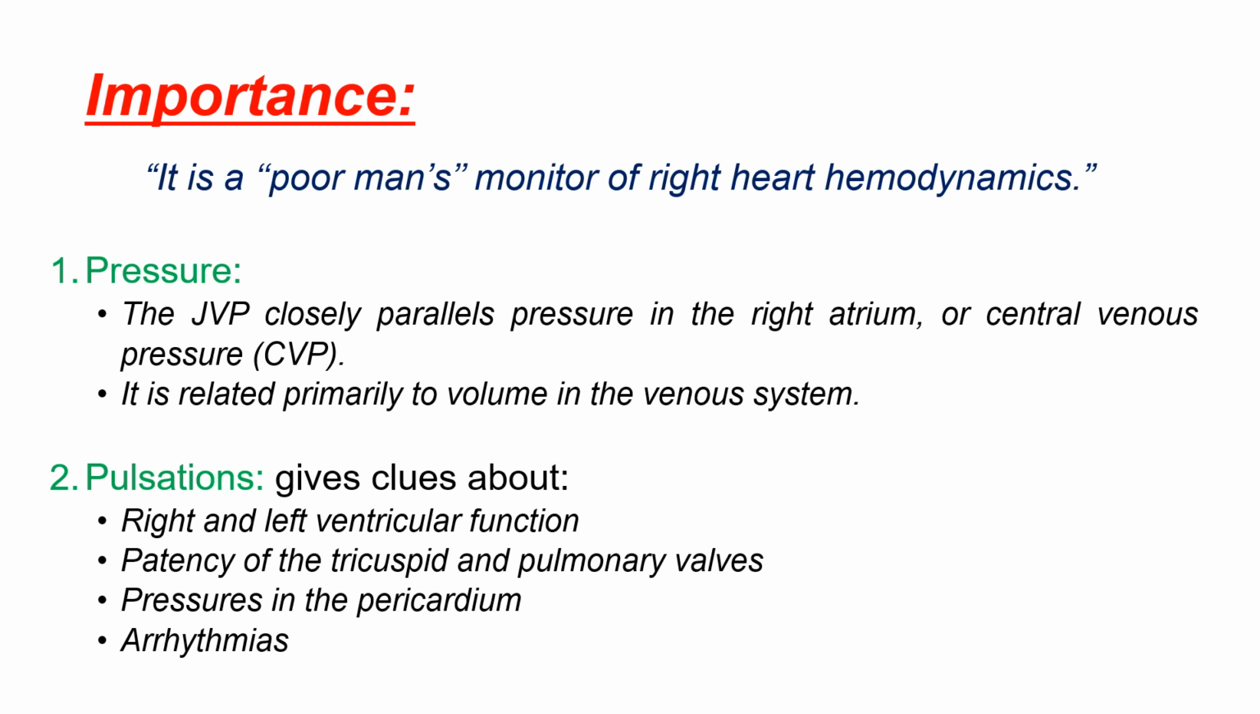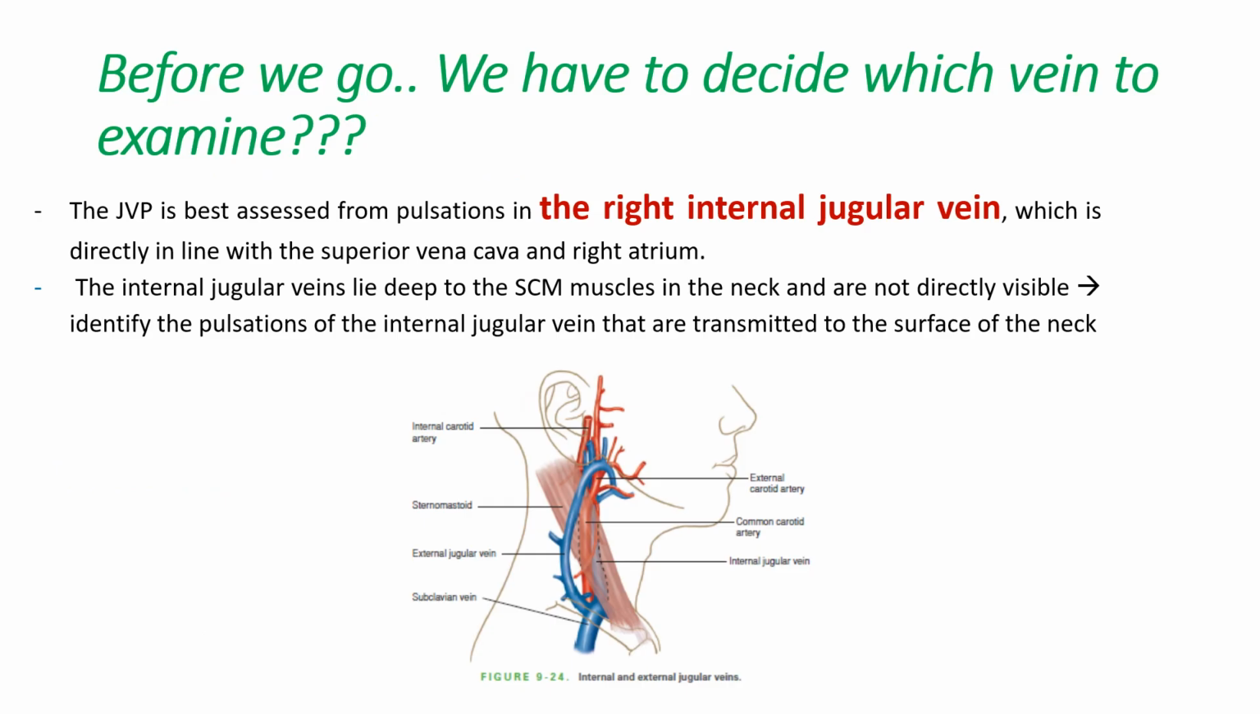The pressure is closely correlated with the pressure inside the right atrium, and even with the central venous pressure. And pulsations can give us a clue about the function of the right side of the heart, sometimes even the left ventricle. Are the tricuspid and pulmonary valves okay, or are they stenosed or regurgitant? The pressures inside the pericardium, and even some arrhythmias, can be predicted from the neck veins.